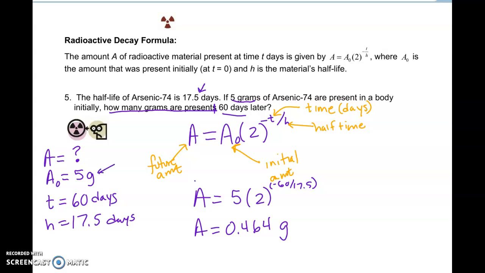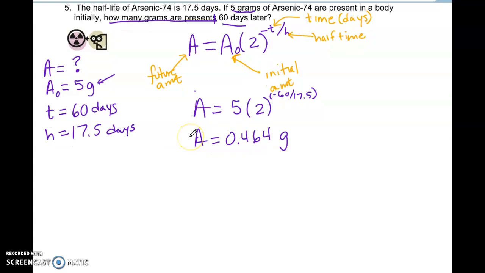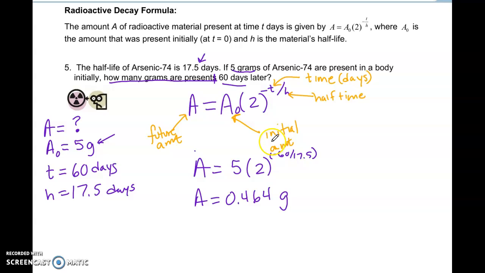So because the half-life of arsenic is 17.5 days, it starts to decay, and it will be half its original value after 17.5 days, and then another 17.5 days passes by, and there'll be half of the previous value. So you keep going down, down, down, down, down.